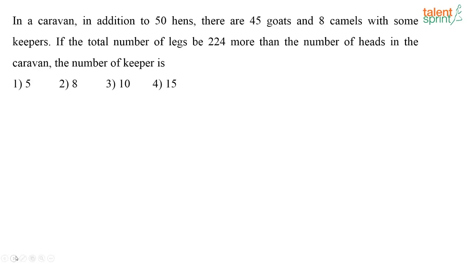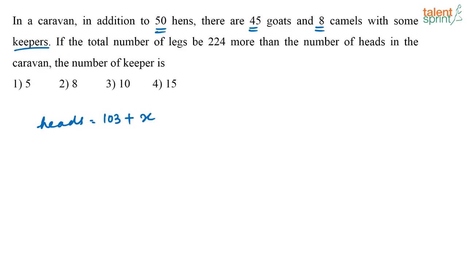Next, try this one now. In a caravan, in addition to 50 hens, there are 45 goats and 8 camels with some keepers. If the total number of legs is 224 more than the number of heads, how many heads will there be in total? The number of heads is 50 plus 45 plus 8 plus the heads of the keepers. 50 plus 45 is 95, 95 plus 8 is 103, and let us assume we have X keepers. Keepers are the people taking care of these animals. So 103 plus X heads altogether.